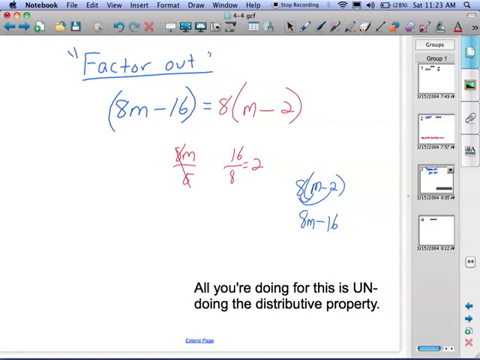So you now know how to take and do the distributive property and undo the distributive property. Two very, very important things in algebra. Greatest common factor and factor trees, useful, but not nearly as important as this.